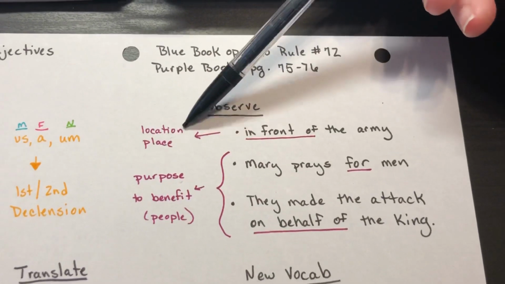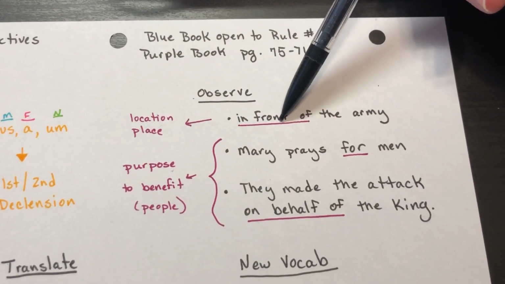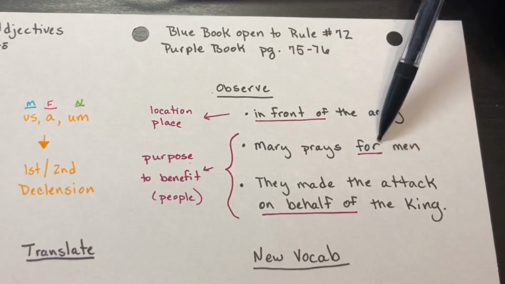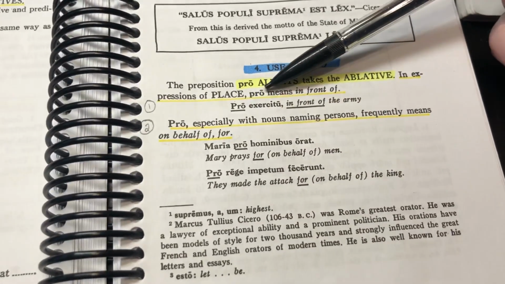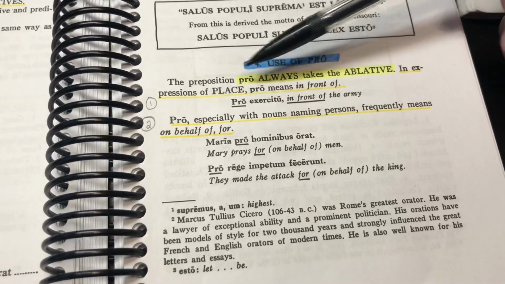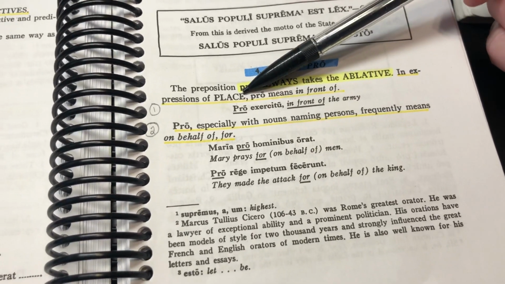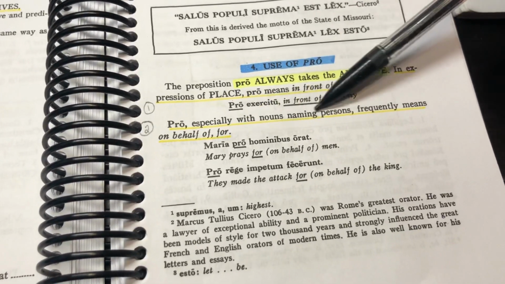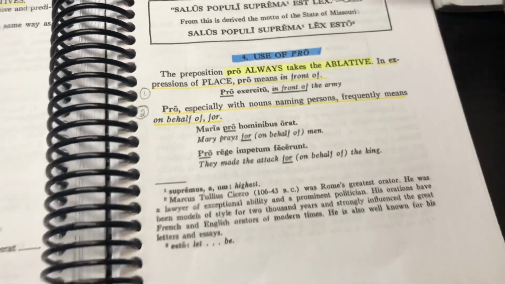And my goal is to get them to pull these meanings out of it. The fact that this one is referring to a location or place, and these are referring to the purpose of benefiting somebody, a person. And that's what it says in here, and how the word Prō can have 2 meanings. It can refer to a place, or it says persons right here, on behalf of or for. So there's 2 different meanings for the same word.